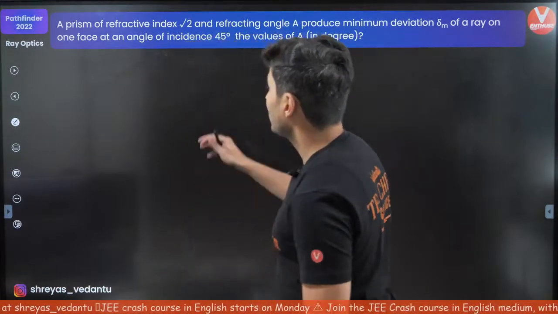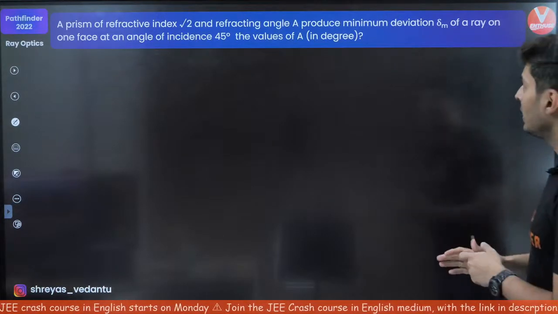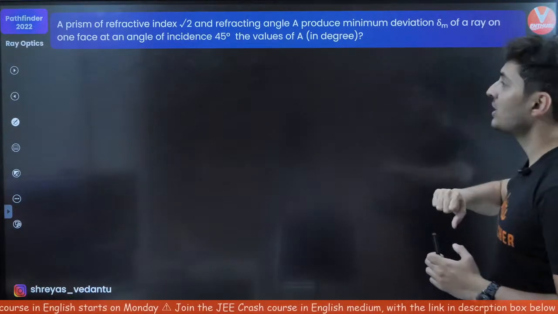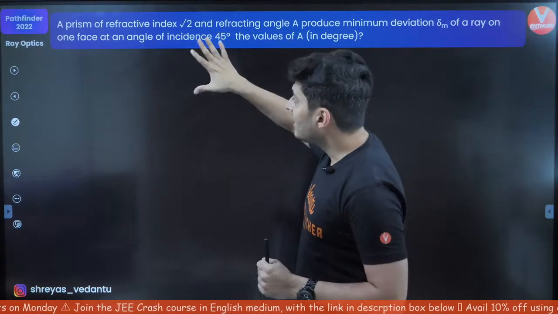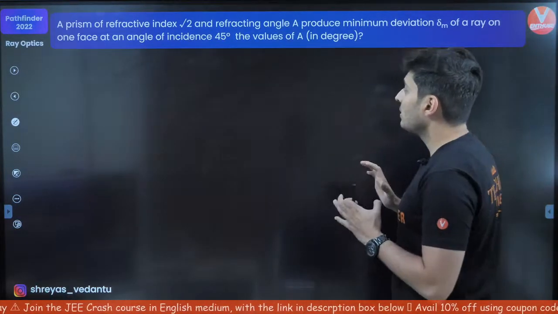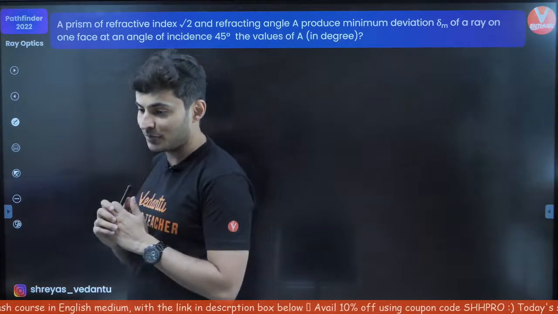So moving on, there is a prism of refractive index √2 and refracting angle A, and it produces minimum deviation of a ray which is falling on one face at incident angle 45. The value of A in degrees is?